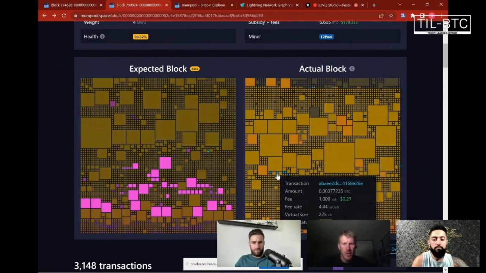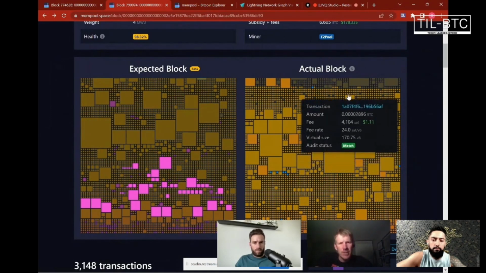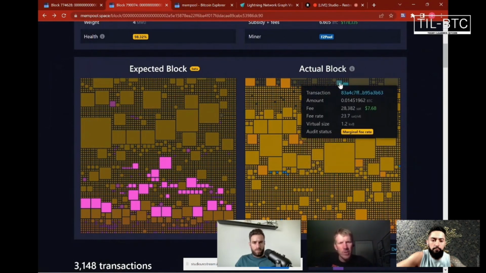These are like the shady under-the-table JPEGs that go in. These green ones are also interesting because these are marginal fee rates. What I think is going on with these, I don't actually know. Maybe nobody knows. But these are transactions that were included but had really low fee rates. So it makes you wonder, why did they get included? They were atypically low in fees. So why are the miners including them?